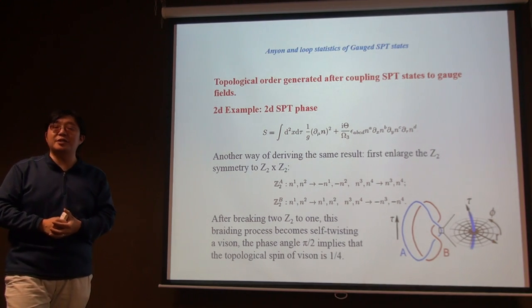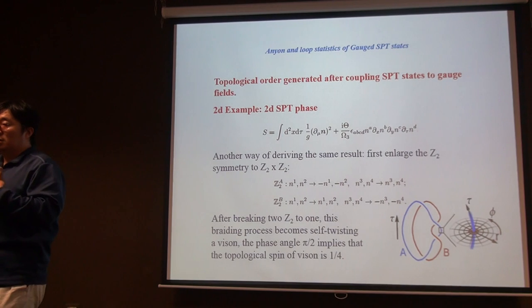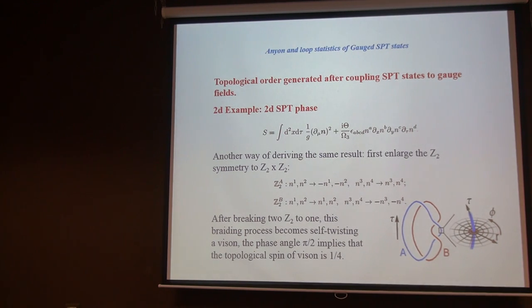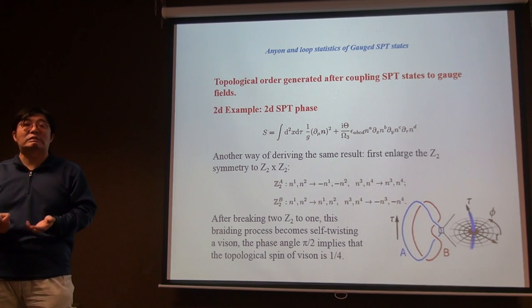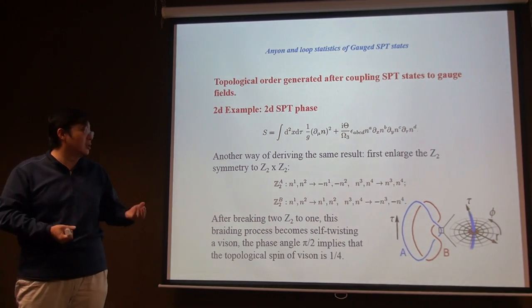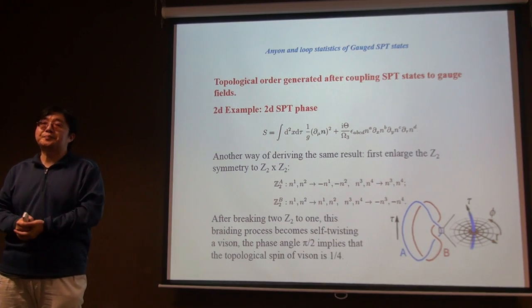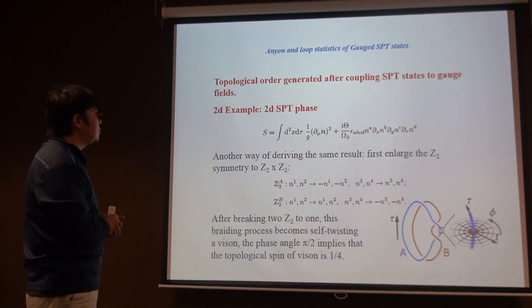So this is precisely the physical consequence of the Z2 SPT phase. Once I couple the system to a Z2 gauge field, the visor in the system will be a semion. We have semion statistics, and also anti-semion statistics if I consider anti-vortex into vortex. So this is the physical consequence of gauging the Z2 SPT.